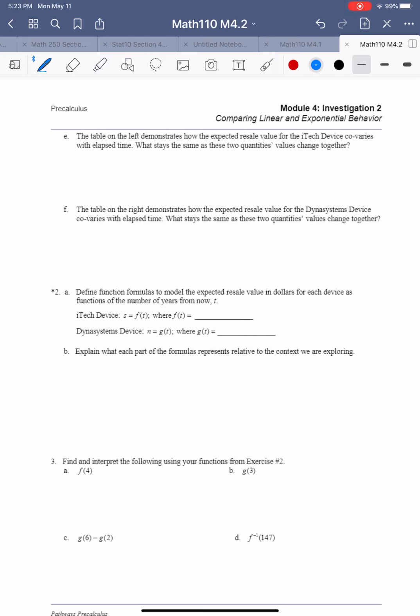The table on the left demonstrates how the expected resale value for the iTech device could vary with the elapsed time. What stays the same as these two quantities change together? The percent change remains the same, even though the difference in dollars does not stay the same. So in this case, the percent change stays the same.